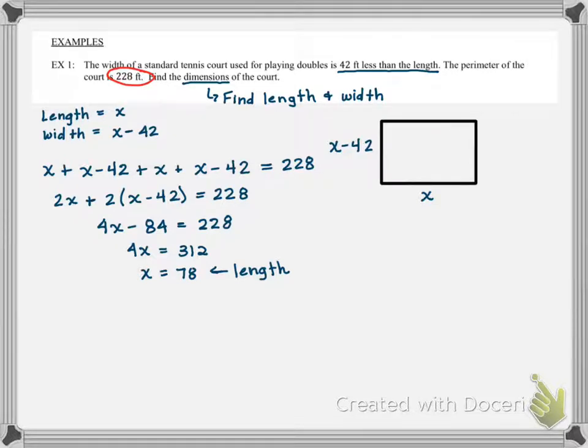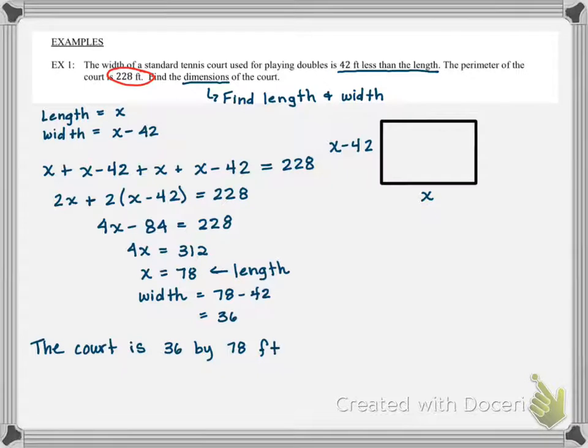So again, we want the dimensions, so we want the length and width. So we just found the length. The width is going to be our length minus 42, which is 36. And so the court is 36 by 78 feet. I feel like that sounds weird. It should be like 78 by 36. But nonetheless.